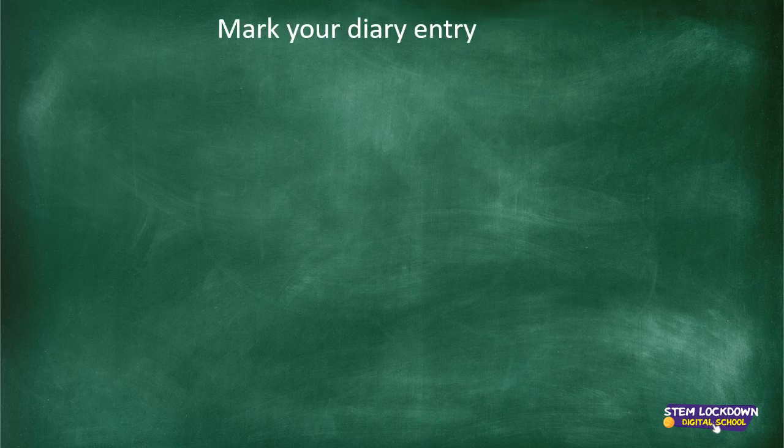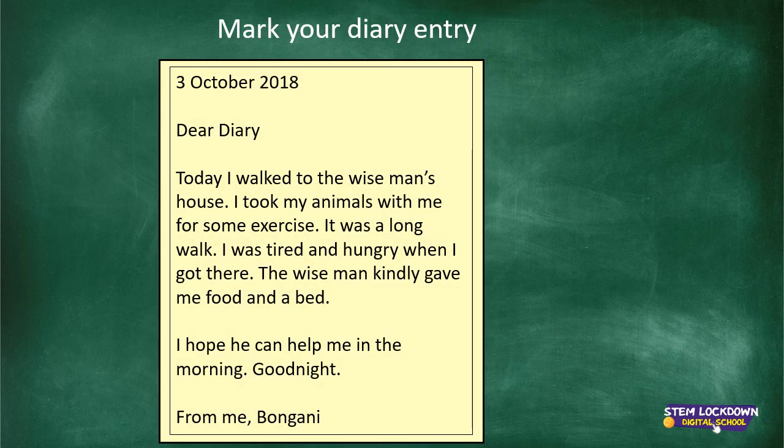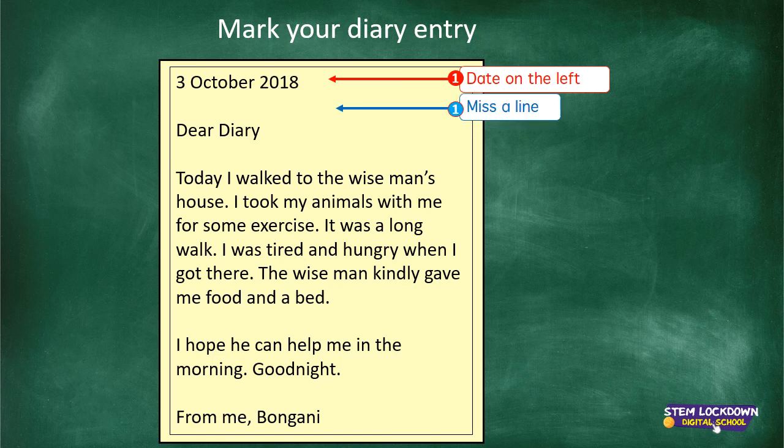Let's mark your diary entry. So we'll use this example as an idea and pretend that it was from you. So first of all, there's the date on the left. Did you write the date on the left? 1 mark for that. 1 mark for missing a line there. Another mark for your salutation, dear diary. Another mark for missing a line. So far that's 4 marks.